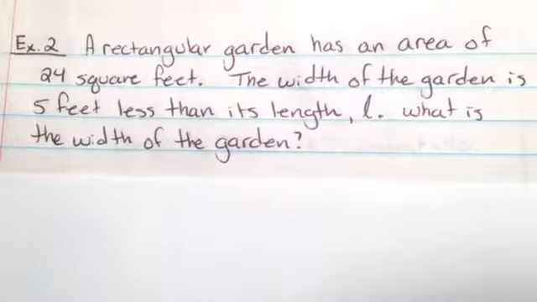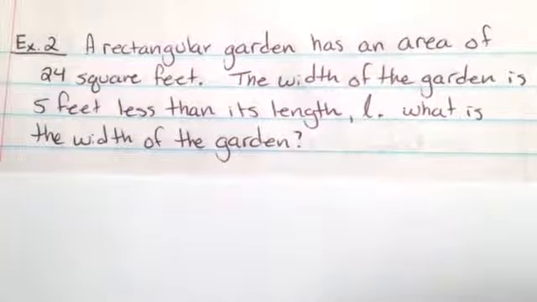All right, example 2. A rectangular garden has an area of 24 square feet. The width of the garden is 5 feet less than its length, L. Yes, that's a cursive L. What is the width of the garden?